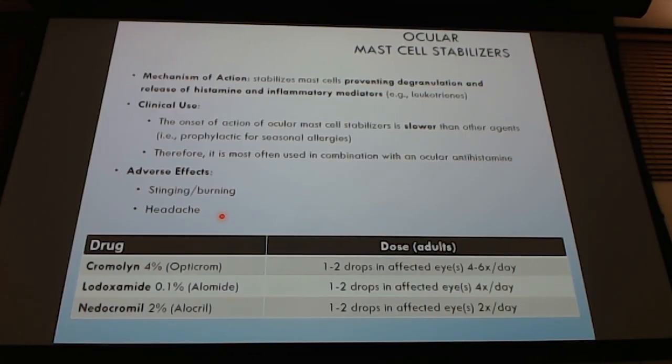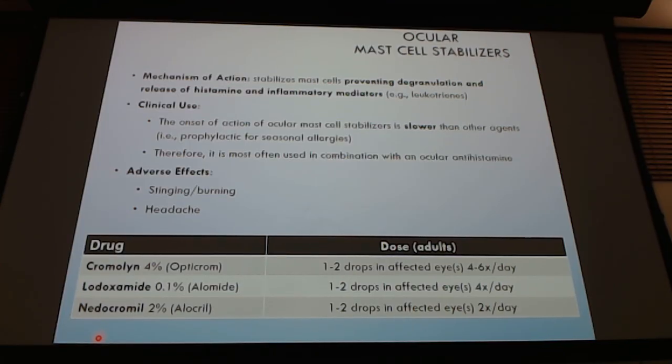Looking at your adverse effects, you see that they have the stinging and the burning and the headache. Your cromolyn, or the Opticrom, now you see, this is the one that we already saw used when we were talking about our rhinitis. Okay, and then you also see that you have lodoxamide and nedocromil. The one that you see used the most is going to be your cromolyn, but these are all 3 options for you. So remember, your mast cell stabilizers are so slow.